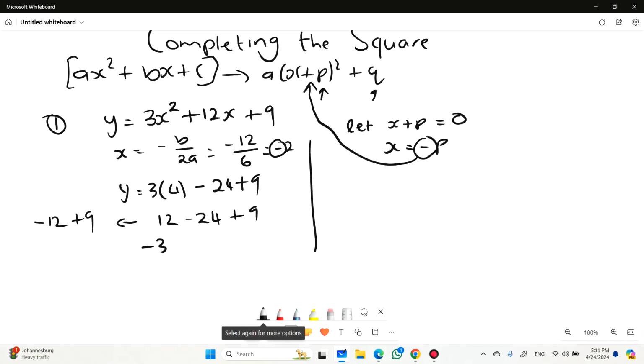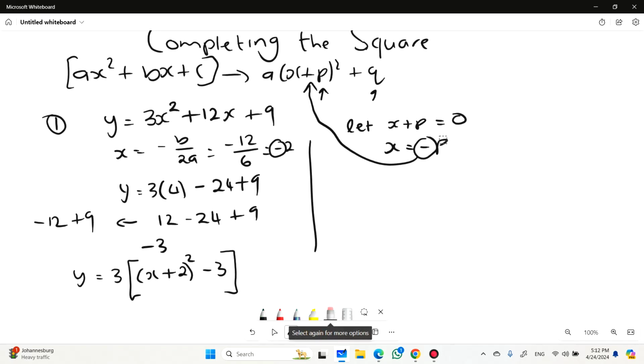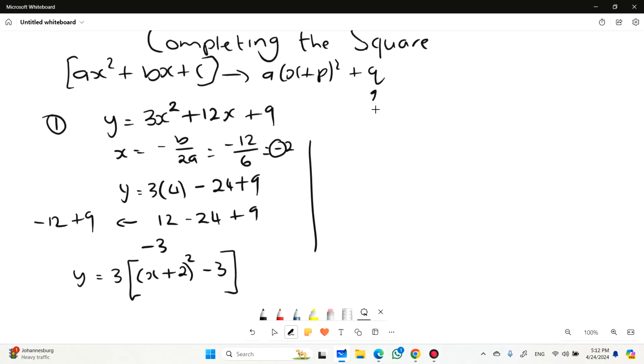Meaning now that I'm done, I could say my y is given as my a, which is 3, times x plus my p, which I just said is positive 2, squared, and then my q is negative 3. There you go. So that's the one way of doing it, but again we can also complete the square. Let us see whether we'll get the same answer there.